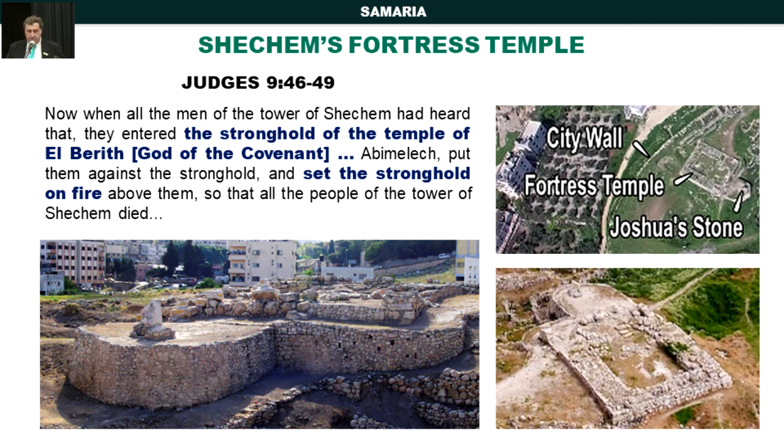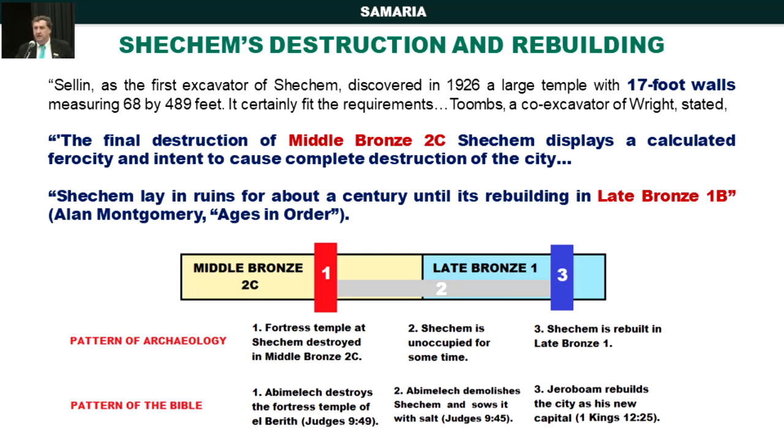Now at Shechem, the remains of a temple and fortress were found there with massive thick walls that were 5 metres or 17 feet thick that was destroyed in the Middle Bronze 2C period. Alan Montgomery in his book Ages in Order has this to say about the archaeology at Shechem. Sellin, as the first excavator of Shechem, discovered in 1926 a large temple with 17-foot walls measuring 68 by 489 feet. It certainly fit the requirements.